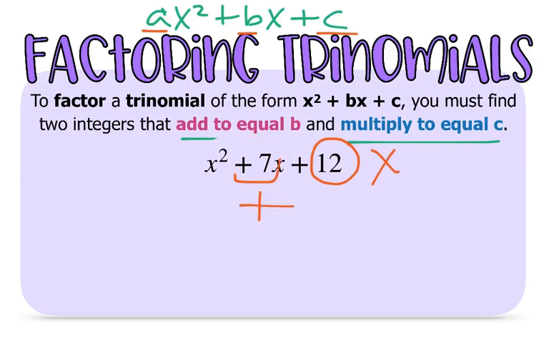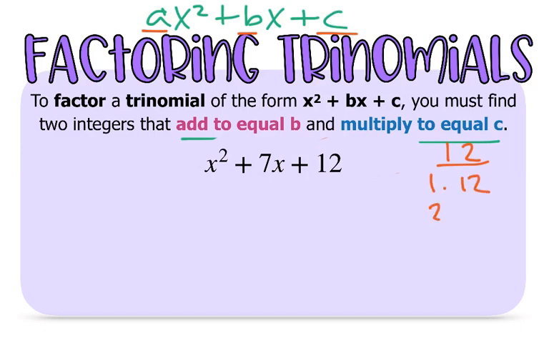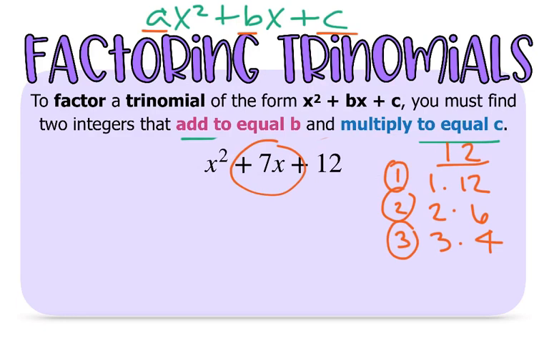So let's start by finding numbers that multiply to get me 12, and I'll write them out to the side. So what are factors of 12? Well, I could start with 1 times 12, 2 times 6, and 3 times 4. There are no other factors of 12. So then we just have to pick: I have only these three choices of numbers to use, which choice adds to get me 7, which is the middle term, our B term?